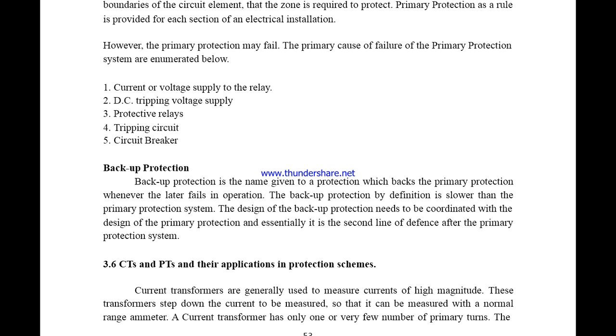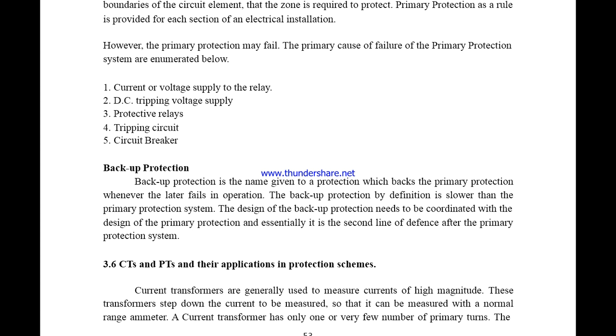Backup protection is the name given to the protection which backs up the primary protection whenever the primary protection fails in operation. So backup protection, by definition, is slower than the primary protection. It should not be quicker. It has to take place after some time, or it has to be intimated that the primary protection has failed, and so the backup protection has to be in action. The design of the backup protection needs to be coordinated with the design of the primary protection. So essentially it is a second line of defense.